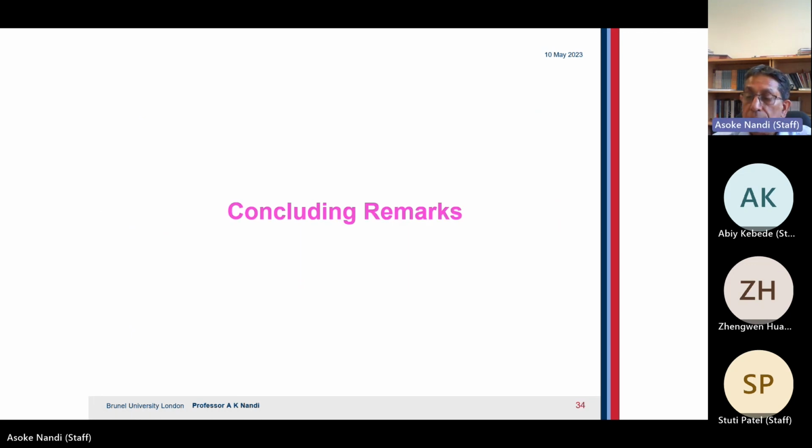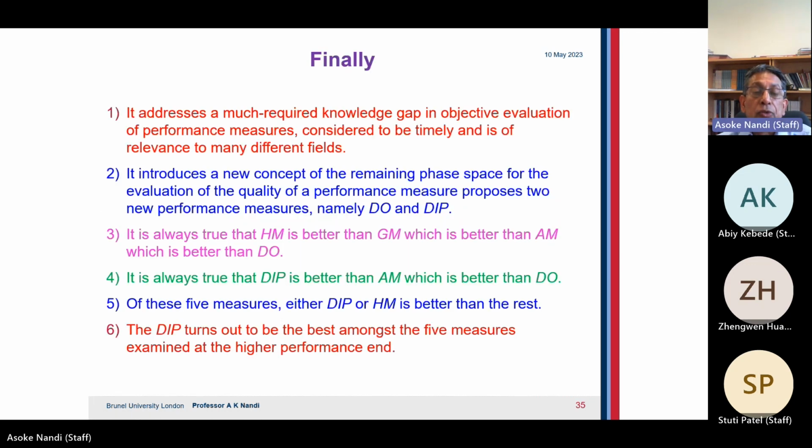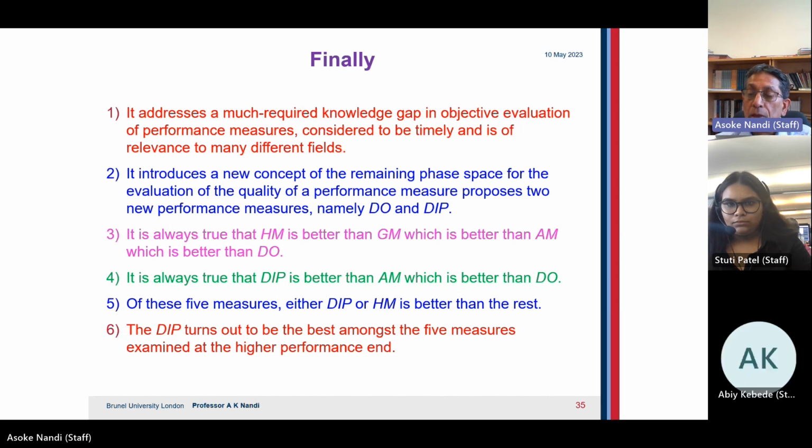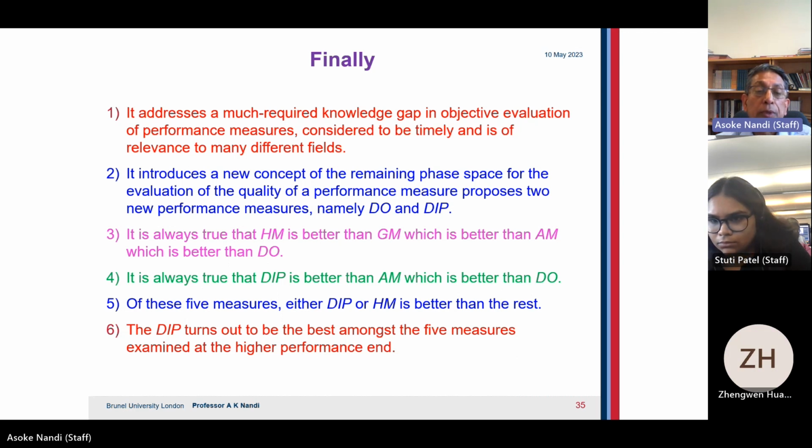So now the concluding remarks. First thing to say is that this work addressed a much required knowledge gap in objective evaluations of performance measures, and it can be used in many different fields. It's not just one field of engineering or another field of science or anything. There are many, many places. And this introduced two objective measures, which gave you a new performance measure.